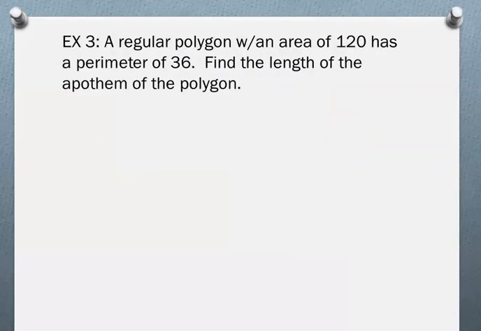And finally, our last example. If we have a regular polygon with an area of 120 and has a perimeter of 36, we want to find the length of the apothem of the polygon. Well, we know that for a regular polygon the area can be calculated by half times A times P. We know that the perimeter is 36, so that can be substituted here. And we know that the area is 120, so that can be substituted in there.